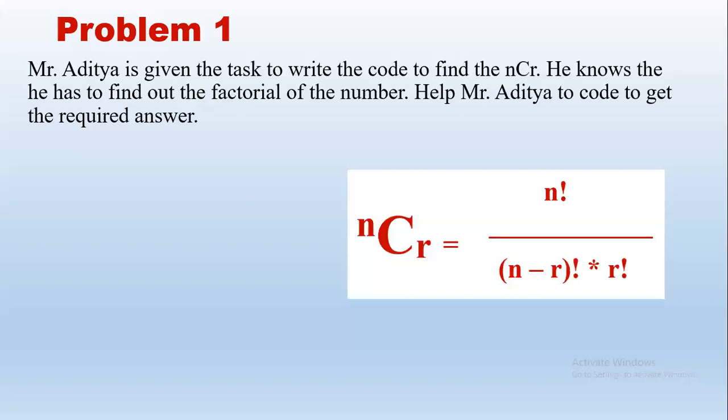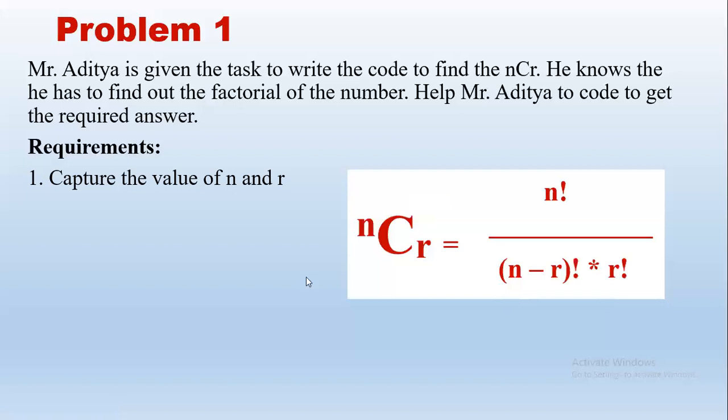So first, problem 1, we have the requirements. To find NCR, what do we need? We need n, we need r, right? So we need the values of n and r. Those are the inputs. So first requirement, capture the values of n and r. Now we know n and r, we know the formula also. We have to first find n factorial, then in any order, we can find n minus r factorial, then find r factorial, and then substitute in this formula, we will get the answer for NCR, right?